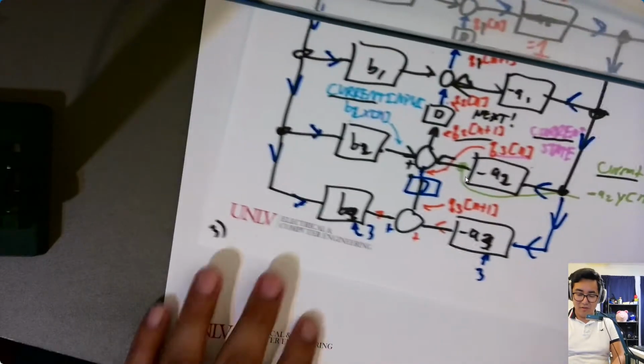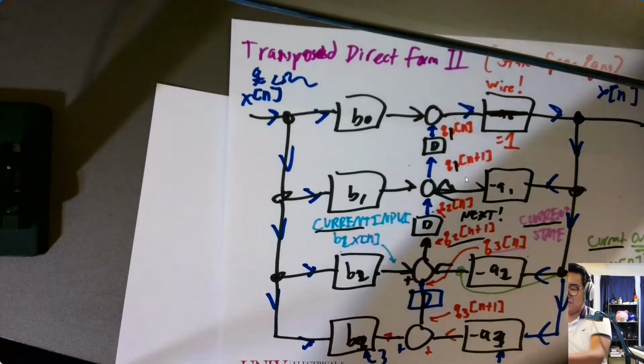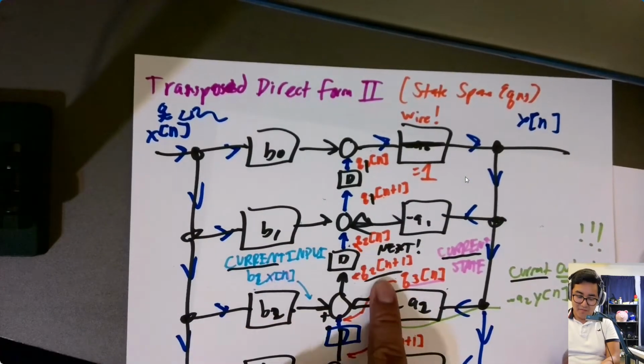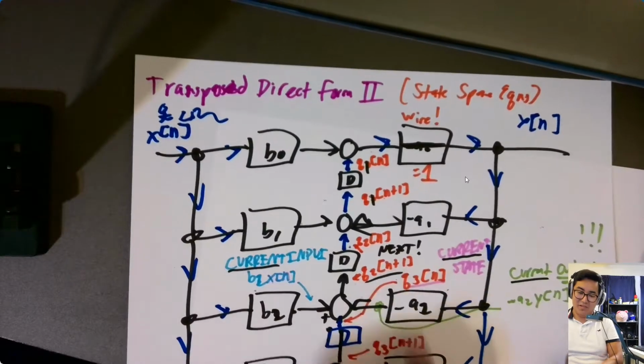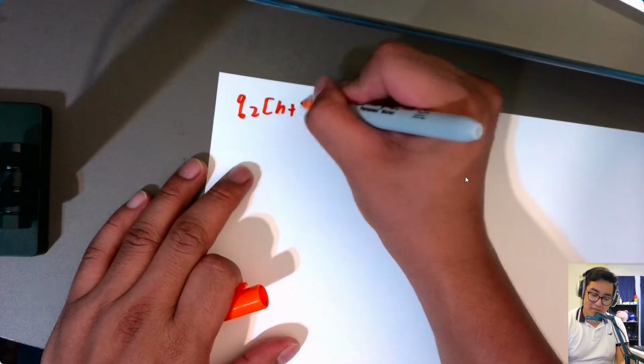The next node we have to tackle is, well, what is Q of 2? Here's our Q of 2. Gotta solve for Q of 2. So here's our Q of 2 n plus 1. Let's solve for that state now. Q of 2 of n plus 1.